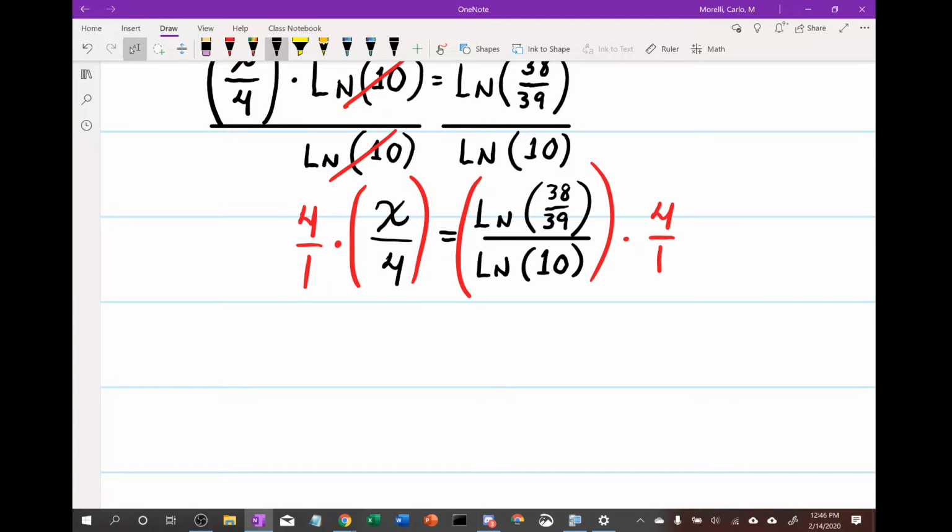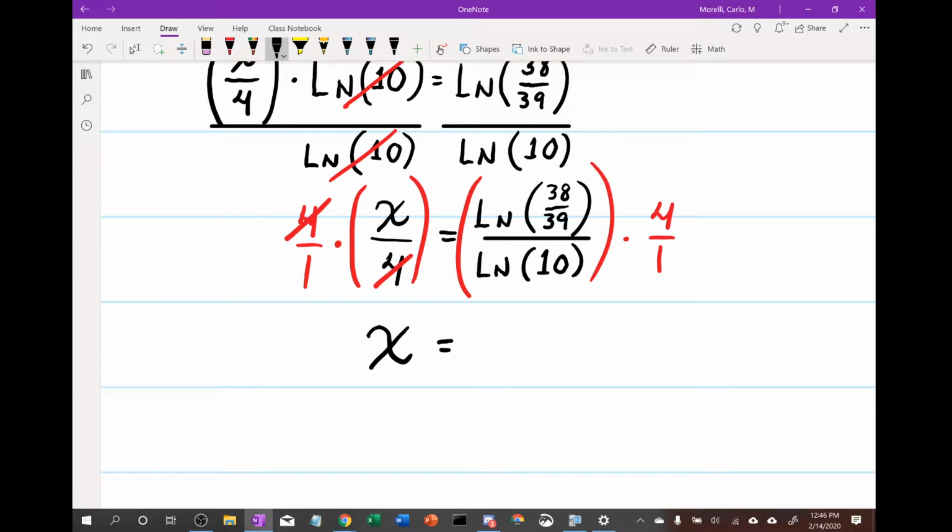Okay, so final step. Look at this. We can cancel the 4s on the left. And now, ladies and gentlemen, in algebra, when you achieve this, it's like, oh. I need that on a soundboard, okay?